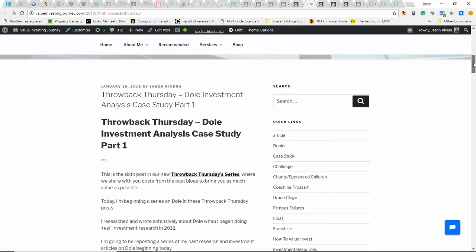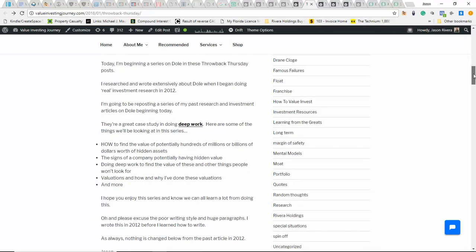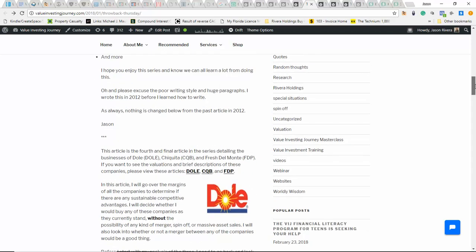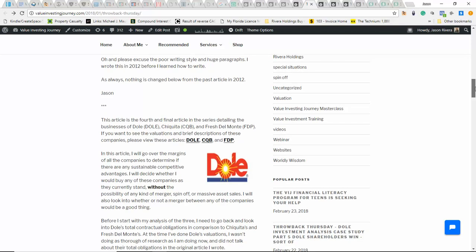In part 1, we compared Dole to its competition, to get my original thoughts on Dole. We compared it to Chiquita and Fresh Del Monte, two of their competitors in the fresh fruit and vegetable arena.